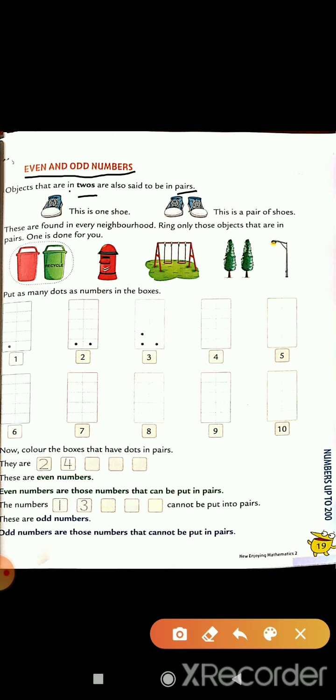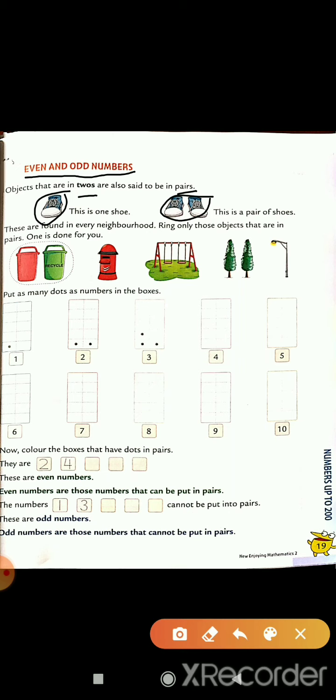Say for example, this is one shoe. And this is a pair of shoes. So, in a pair of shoes, how many shoes are there? Two shoes, right? So, there are many things in our surroundings which are there in pairs.